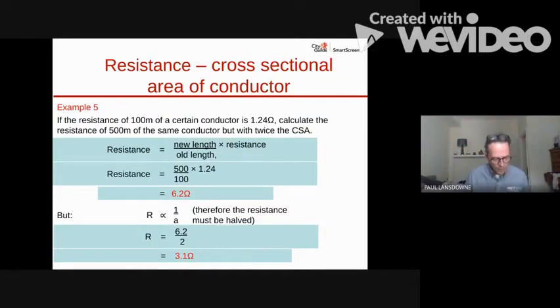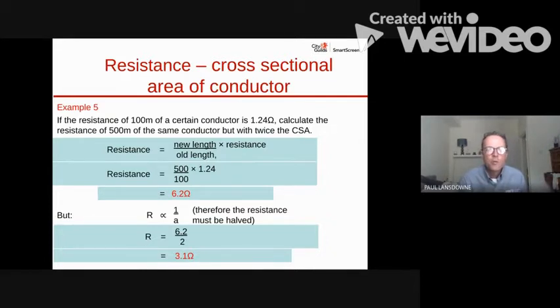So this is example 5. And we're just going to go through here. If the resistance of 100 meters of a certain conductor is 1.24 ohms, calculate the resistance of 500 meters of the same cable, but with twice the cross-sectional area.